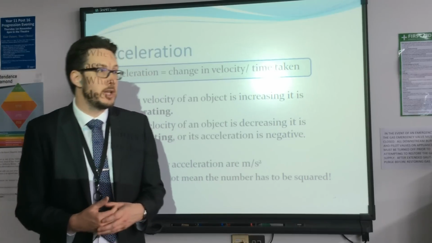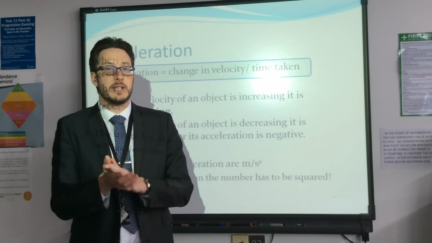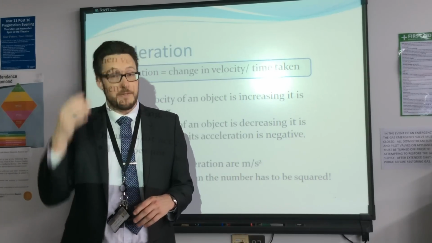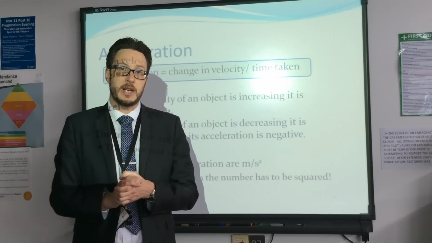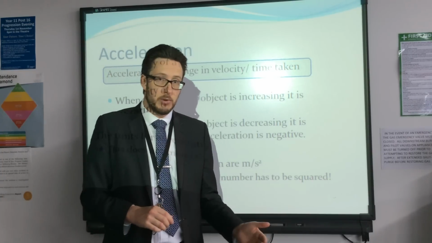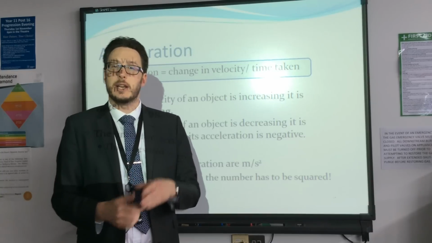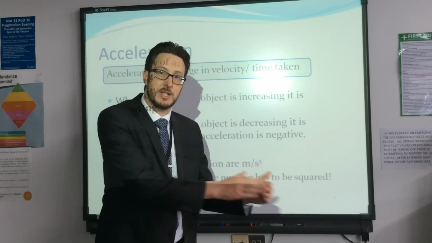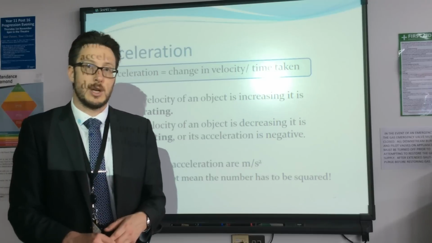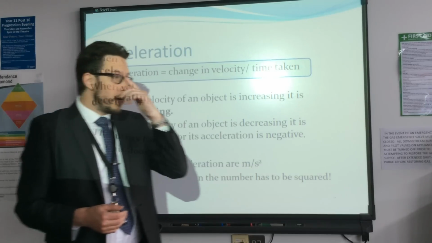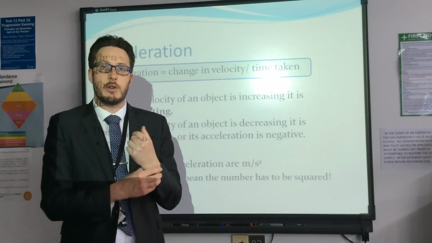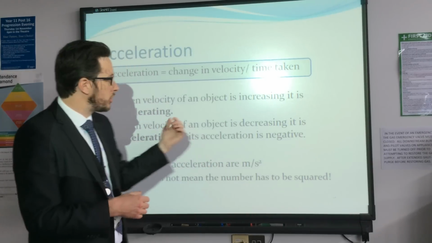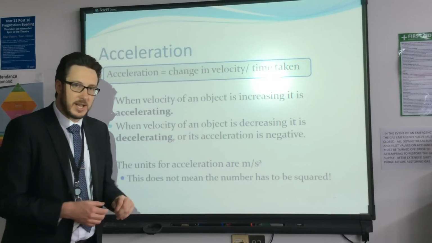Now, for deceleration, you need to remember your numbers will end up negative. For example, if an object's travelling at 10 metres per second, and it slows down to 0, the change in velocity is actually minus 10, because it's gone from 10 to 0. It's decreased by 10 metres per second. Okay, so remember that. If your final velocity is slower than your initial velocity, your answers should be negative, because it's deceleration.